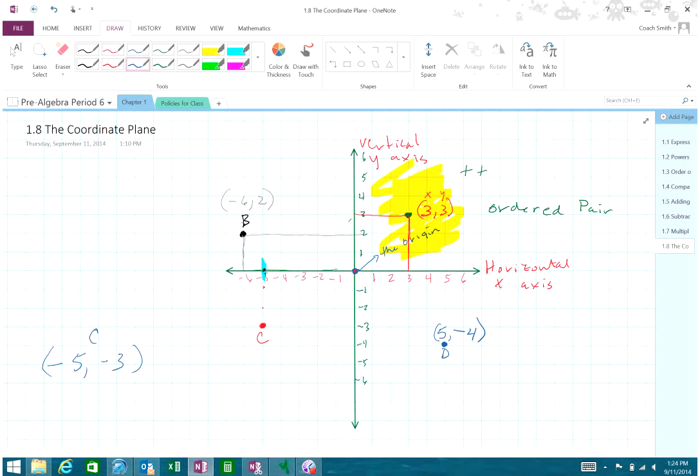Okay? Now, your quadrants have numbers. This is quadrant 1. This is quadrant 2. Quadrant 3. Quadrant 4.